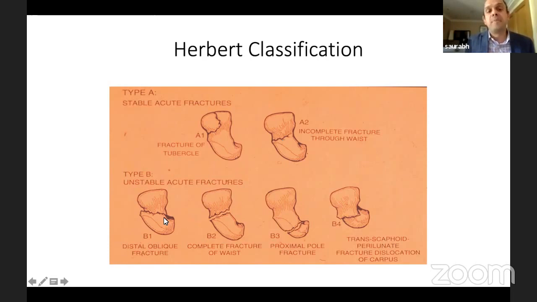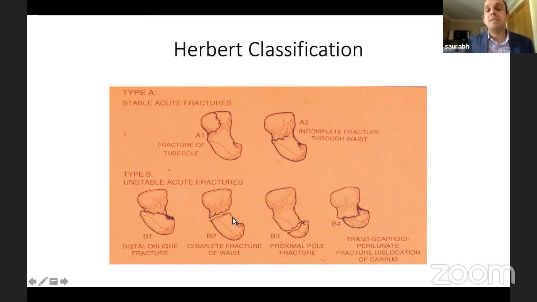Now B. B1 will be a distal pole. B2 is a waist. B3 is a proximal pole. B4 is transscaphoid perilunate injuries. Then there's also a B5, which is a comminuted scaphoid. And then there's a type C, which is a delayed union, and a type D, which is a non-union scaphoid.